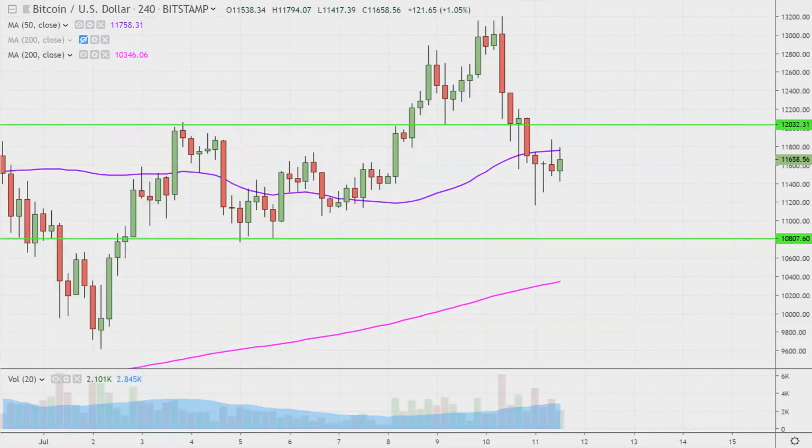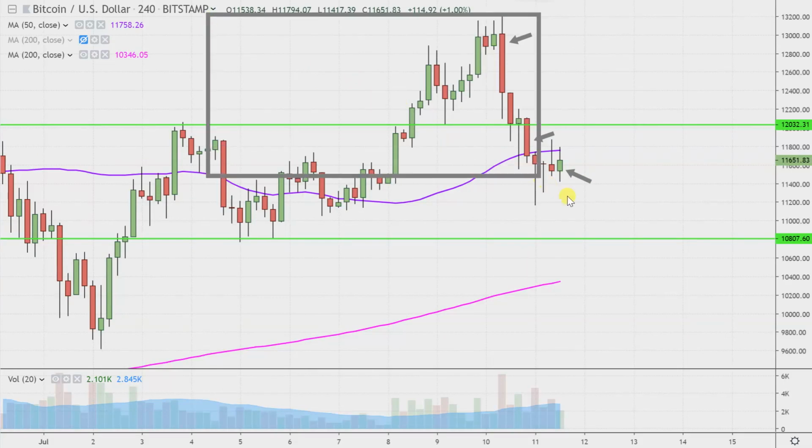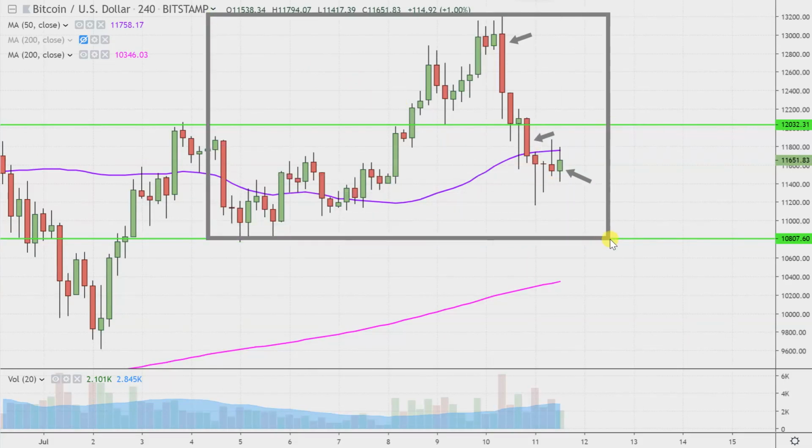Real quick, what do I mean by 4-hour in case maybe you're new to charts? Instead of each one of these candlesticks here representing 1 day's worth of price action, which is what you would normally see, each one represents 4 hours. So while this may look like a couple months worth of time, it's actually just the past couple of weeks broken down into 4-hour time slices.